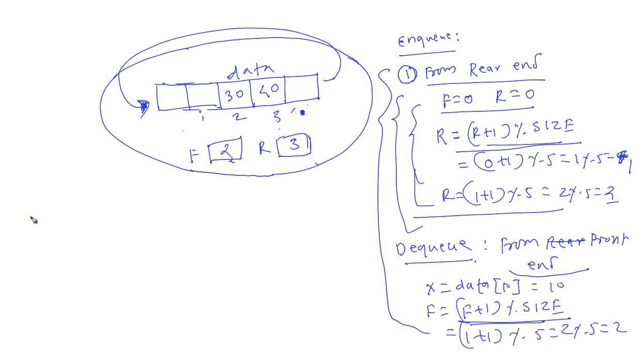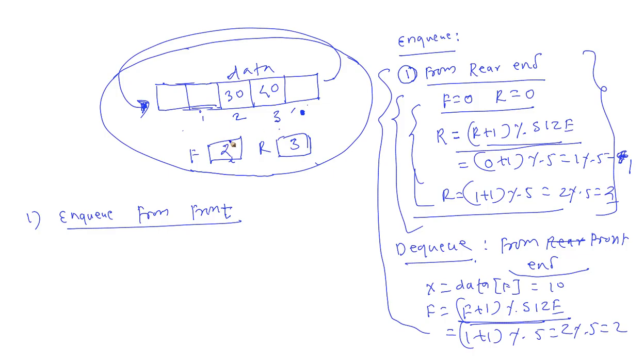Now the next operation is NQ from front. Next operation is NQ from front. NQ from rear, this formula, right? Now NQ from front. Front means this end, look, this end I want to NQ, right?